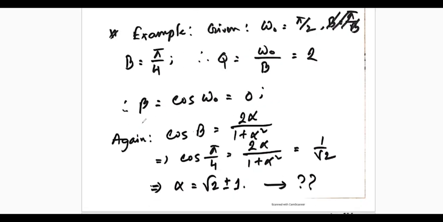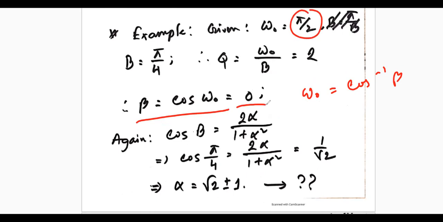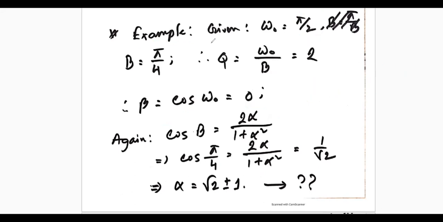As we already know, omega 0 is equal to cos inverse beta. So beta is equal to cos omega 0, and omega 0 is equal to pi by 2. So we can understand this is equal to 0. So beta is equal to 0 for this particular example. In the example, it has been given that omega 0 equals this and B equals this. Those two pieces of information are given.